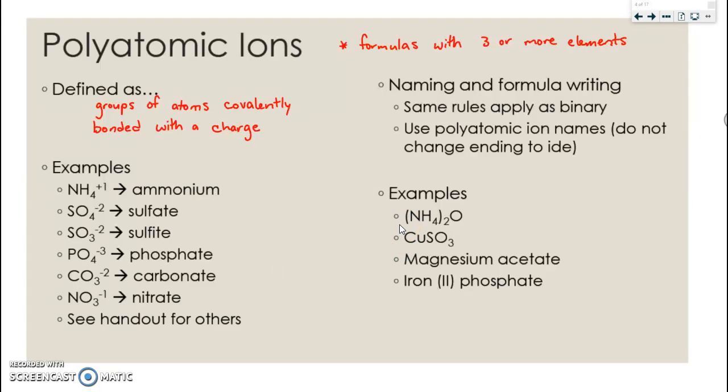When we write their names or their formulas, the same rules apply as before. So we're still crossing our charges when we're writing their formulas, and we're using their polyatomic ion names instead of changing the ending to IDE. So let's run through these examples. NH4, as you can see, is called ammonium. And we know that oxygen, because it's not polyatomic, is oxide. We have copper. We have an S and an O. We know that this is copper. And then SO3, as you can see here, is sulfite.